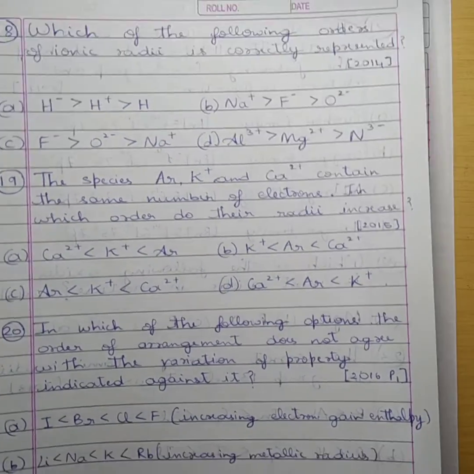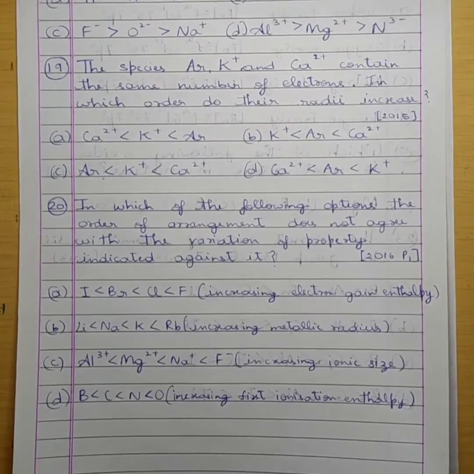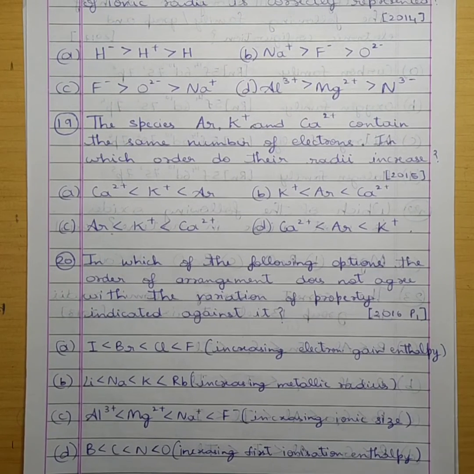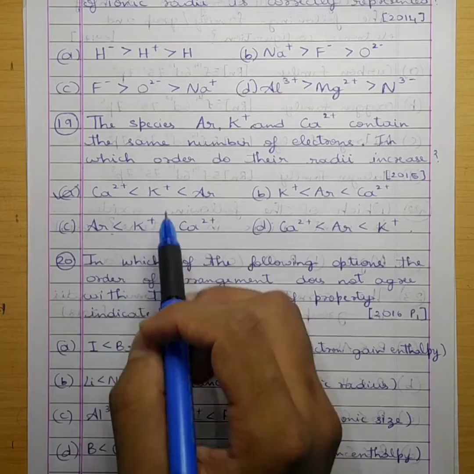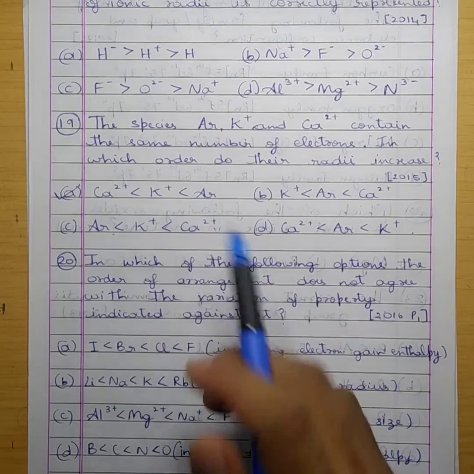Question 19. The species argon, potassium and calcium contain the same number of electrons. In which order do their radii increase? In case of isoelectronic species, radius decreases with increase in nuclear charge. So it is option A. Calcium is lesser than potassium, which is lesser than argon.